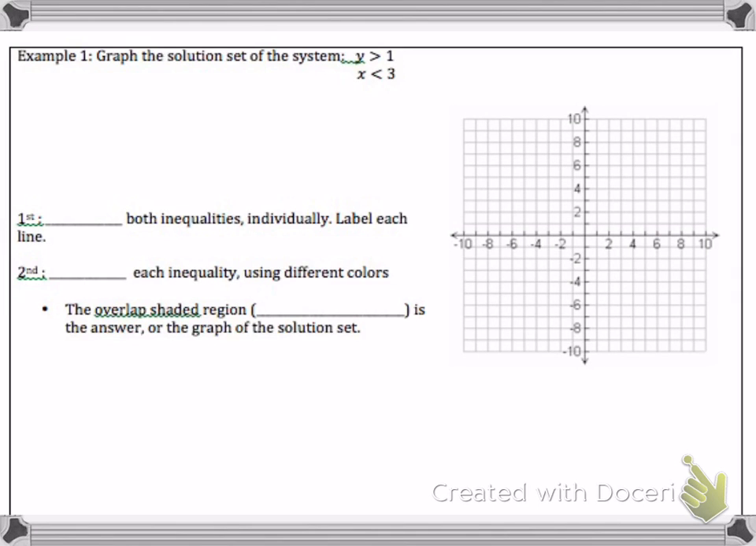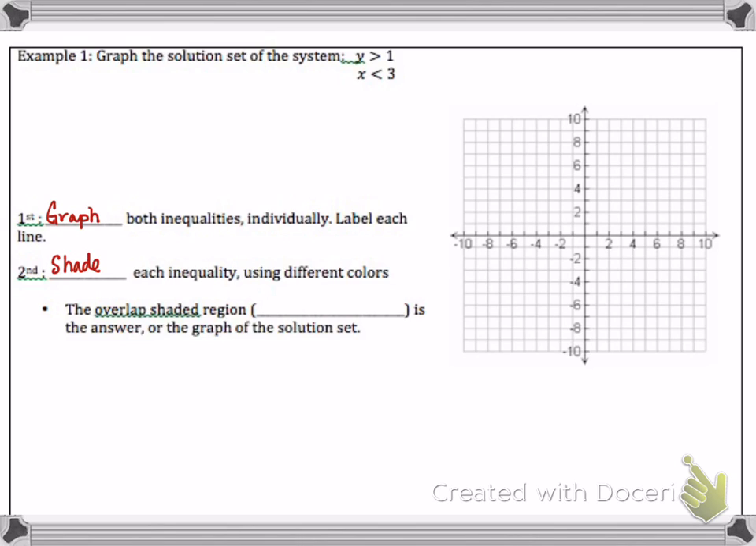So for our first example of a system of inequalities, we want to graph the solution set of y is greater than 1 and x is less than 3. So we're going to graph both of those. First we want to graph both inequalities, and of course in that process we will be shading each inequality.